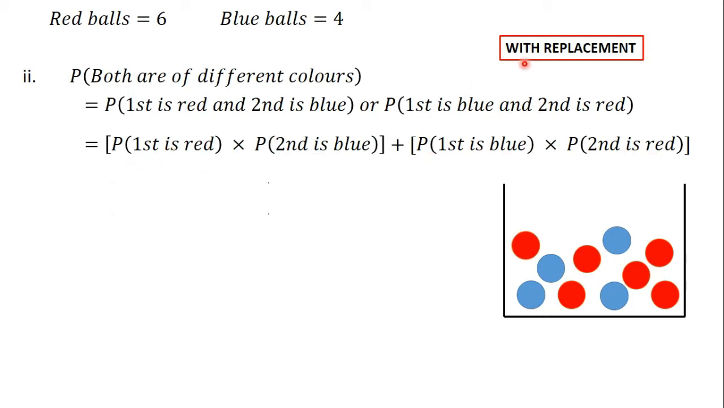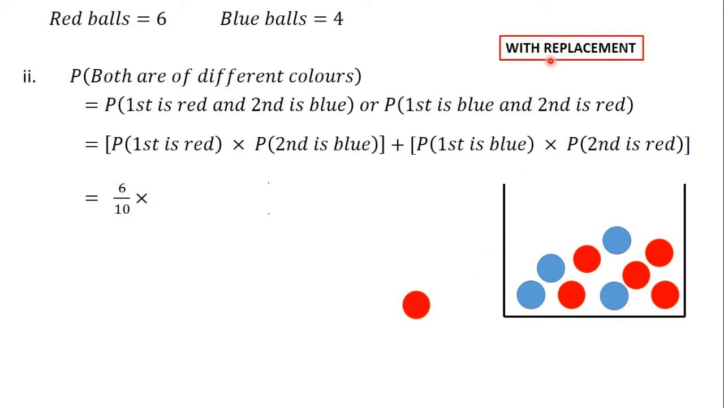Remember, we are selecting the 2 balls with replacement. So the probability that the first ball is red. In the bag, we have 6 red balls and a total of 10 balls. So probability that the first ball is red will be the number of red balls, which is 6, divided by the total number of balls, which is 10. That means that we have selected our first red ball. So we have it here. We bring the multiplication sign. We are going to select the second ball.